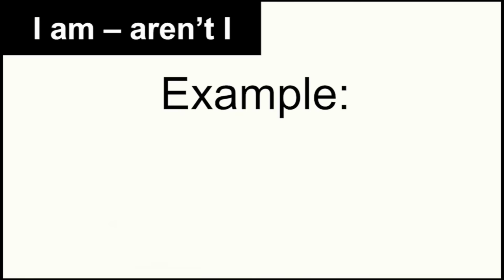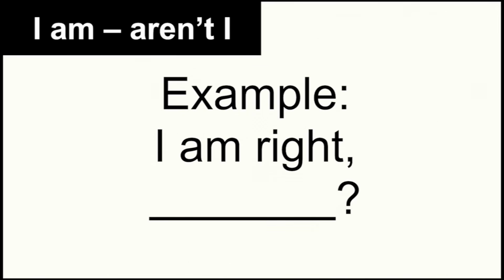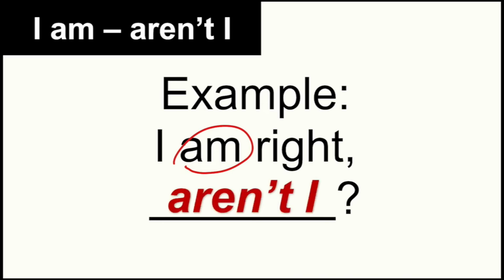Doon sa I am and aren't I na pair, let's have an example here. Sabi, I am right blank. Okay? So, ang tamang sagot dahil siya I am, okay? I, aren't I. Okay? So, I am right, aren't I. Yun ang, this you really have to remember, a lot of people get that wrong. Okay? Yung iba lagi is I kasi daw isa lang daw siya. Hindi. Pag am, it should be aren't.